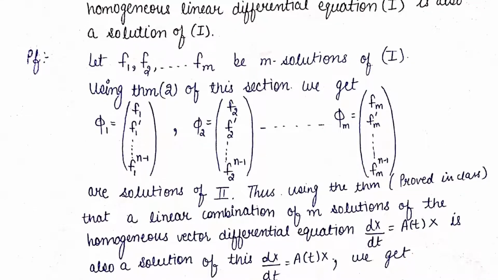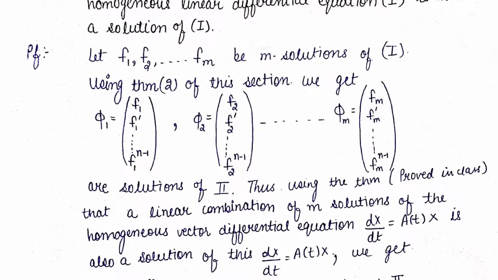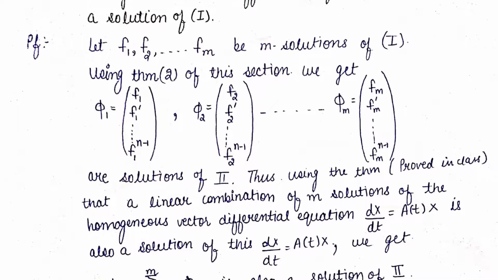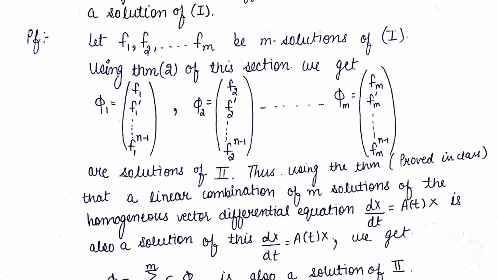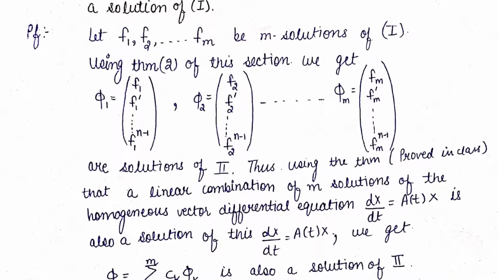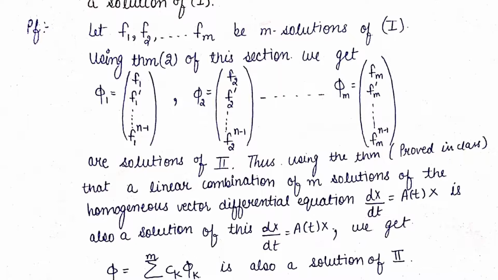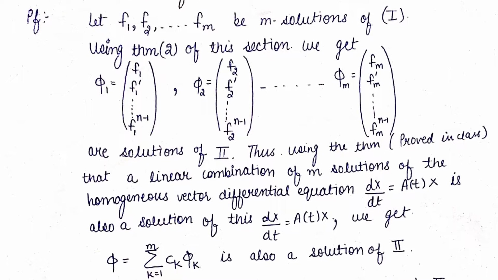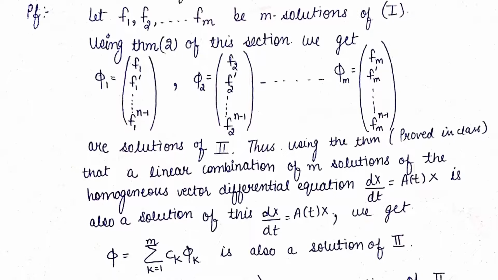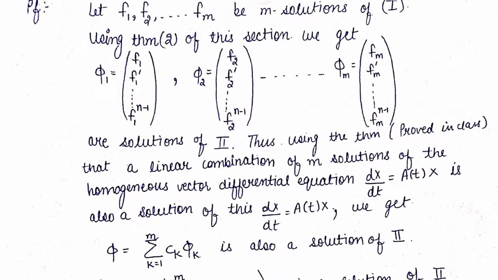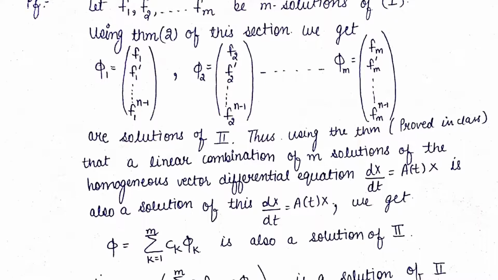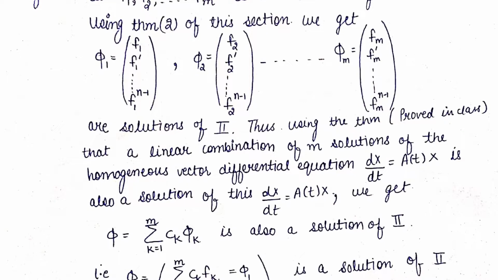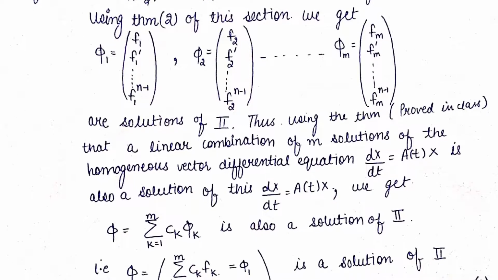Now using theorem 2, we get that correspondingly phi 1 given by f1, f1 dash, f1 double dash, up to the (n-1)th derivative of f1, will be a solution to the system. Since f2 is again a solution of the nth order differential equation, corresponding to this f2 we can find a solution phi 2 of the system 2, and phi 2 is given by f2, f2 dash, up to the (n-1)th derivative of f2. Similarly for the solution fm of the nth order differential equation 1, we can obtain the corresponding solution phi m, namely fm, fm dash, up to the (n-1)th derivative of fm, of the system.